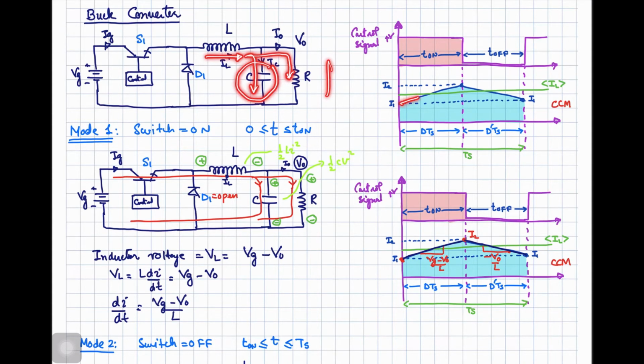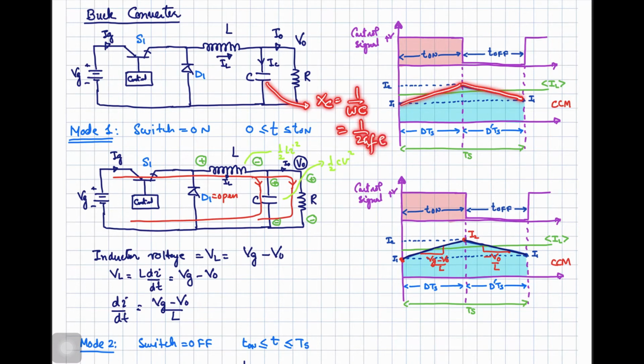Because we usually operate our converter at high frequency, we can assume that the variation in the current is linear. You know that the capacitive reactance is equal to 1 by omega C, that is 1 by 2 pi f C. For higher frequencies, this reactance will be very small, so the high frequency component will be bypassed.